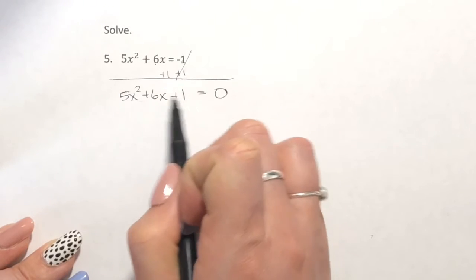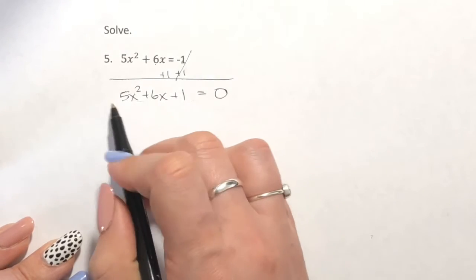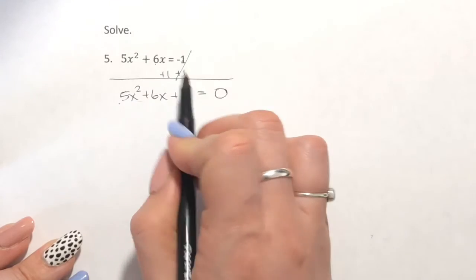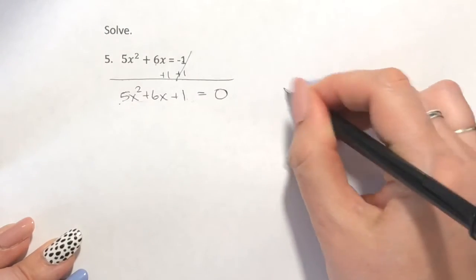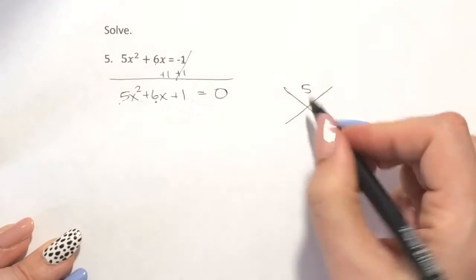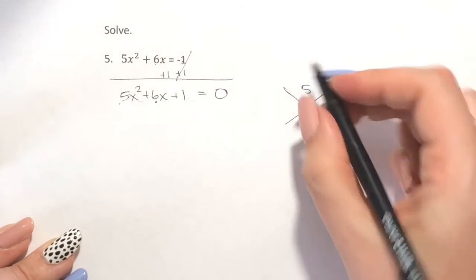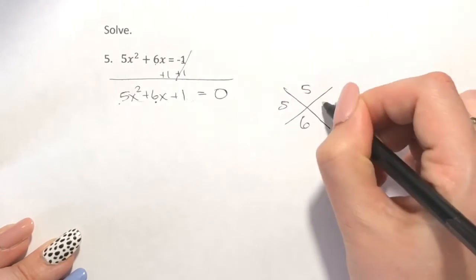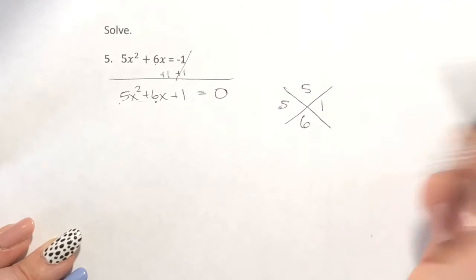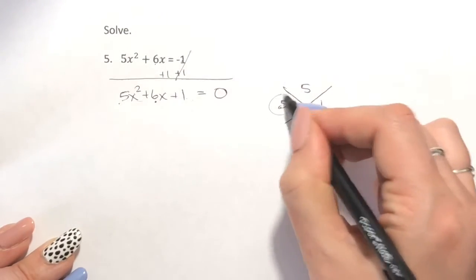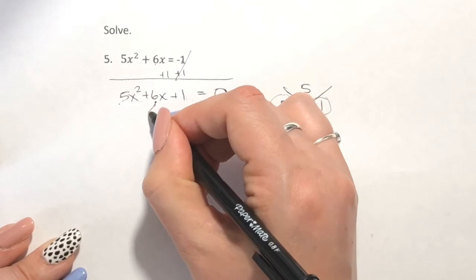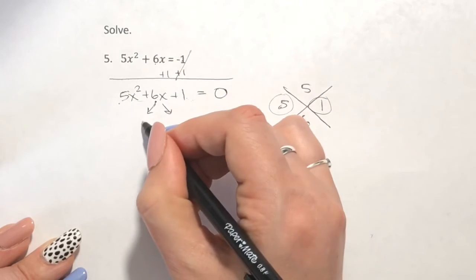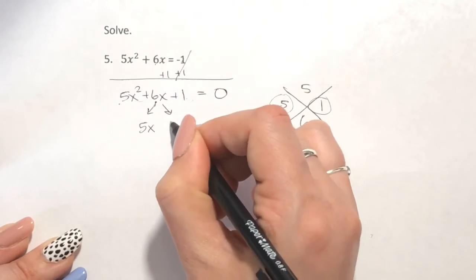So I don't have anything in common that I can take out first. So we're just going to have to jump in and do 5 times 1, which is 5. And then add to be the middle number 6. Well, the only two numbers that times to be 5 are 5 and 1. And 5 plus 1 is 6. So we're going to take both of these numbers. And we have to do our factor by grouping this time. I'm going to split it up into a 5x and a 1x.